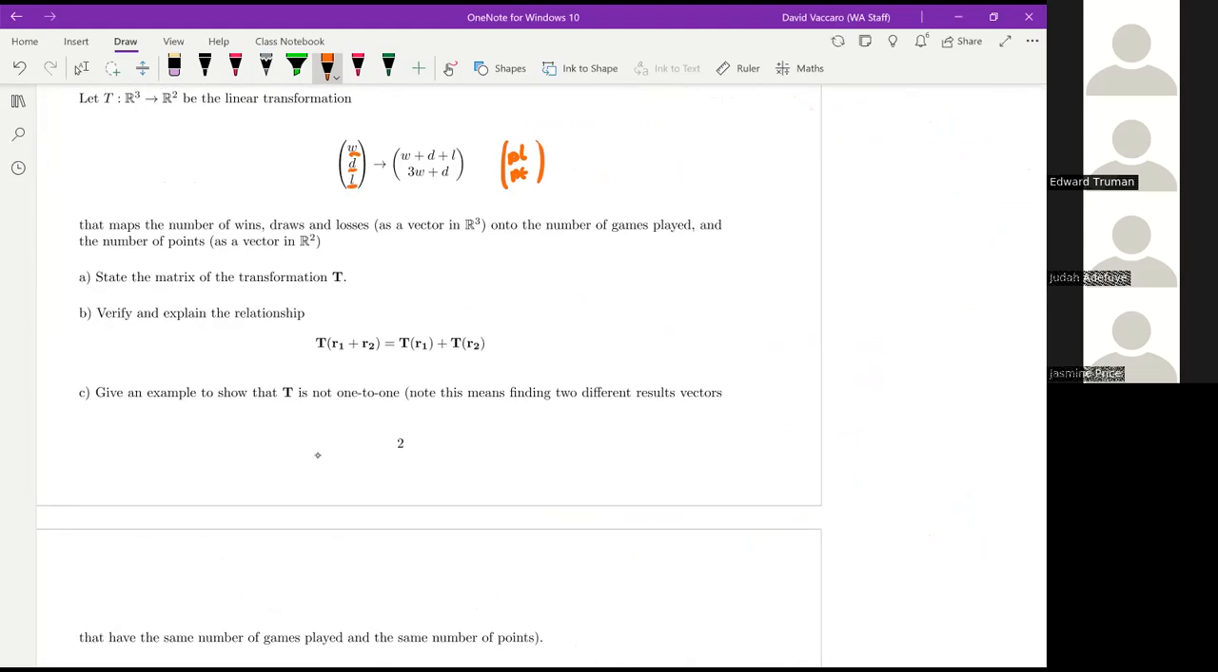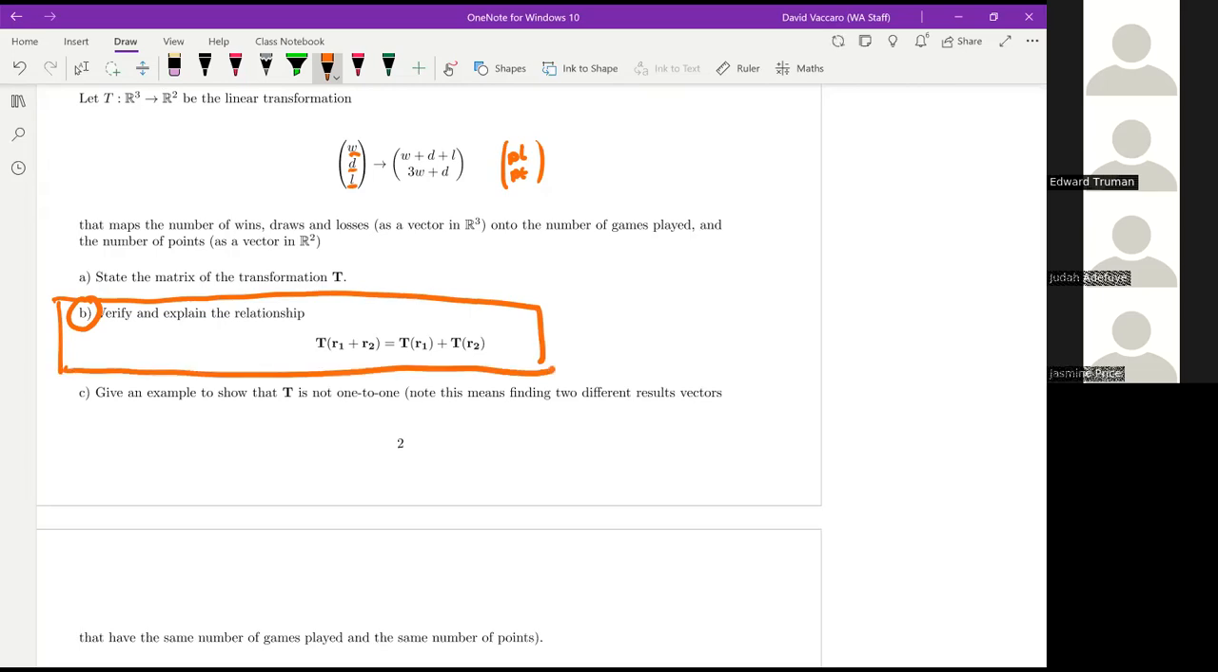Okay, part B on the sheet says verify and explain the relationship T(R1) + T(R2) is equal to T(R1 + R2). So I'll do the verify bit first. And while I'm doing the verify bit, maybe try and do the explain bit yourself by putting an explanation into the chat.